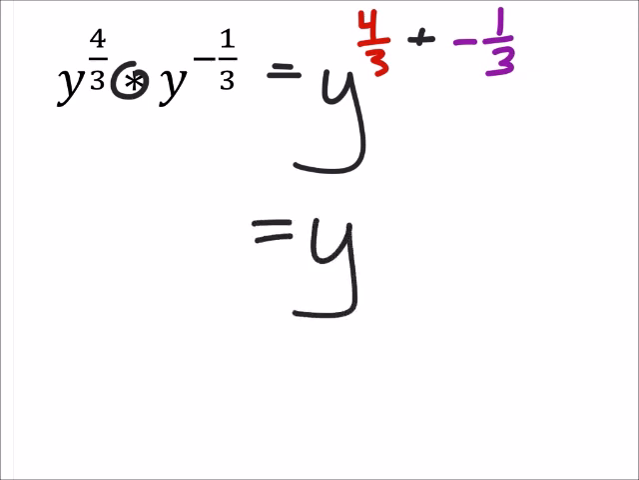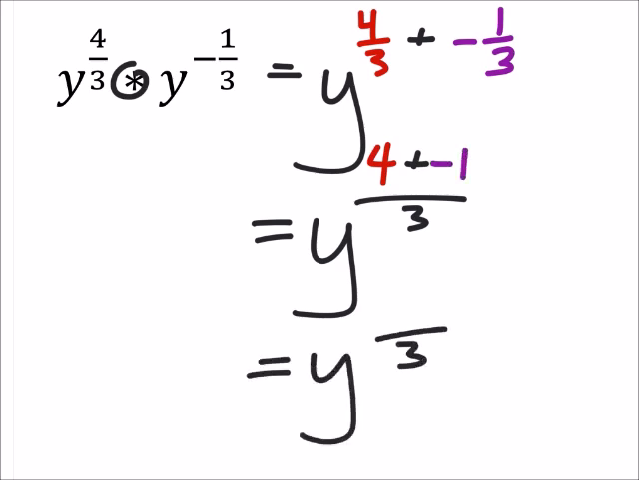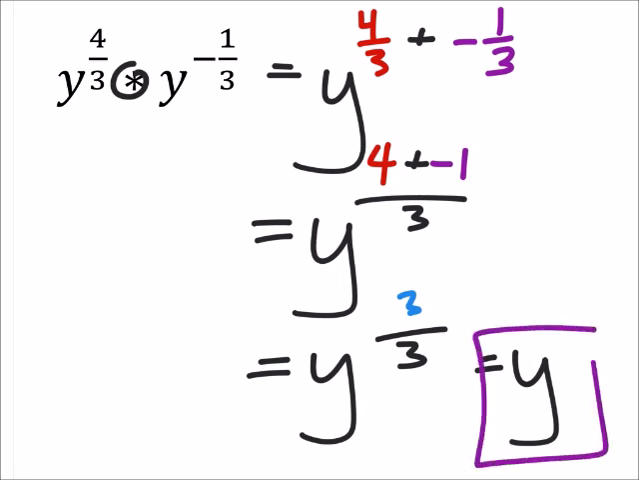The great thing about this one is it gave us the common denominator of 3, so I'm just going to have 4 plus negative 1, sorry. And this would be y to the power of 4 plus negative 1 is 3, which would give us y to the power of 1. But again, we don't usually show that 1, so that's our final answer.